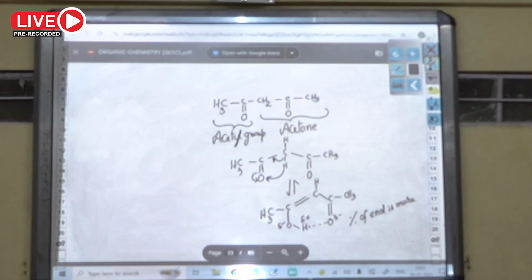Now we have completed the structural part of isomerism, that is position, chain, functional, metamerism, tautomerism, 5 types. Write the next heading, stereo or space isomerism.